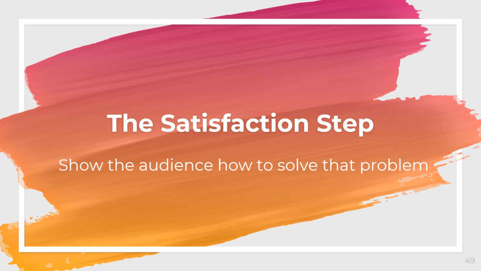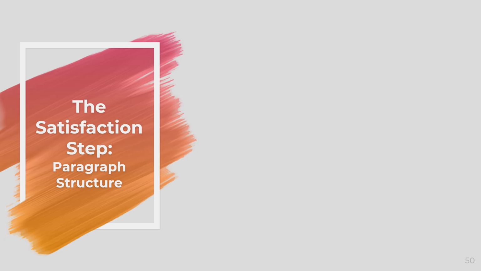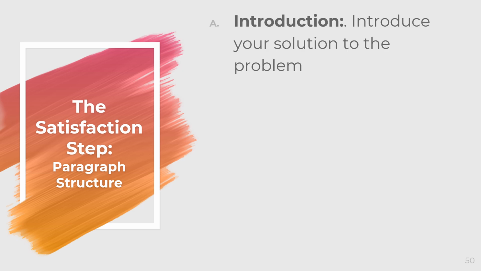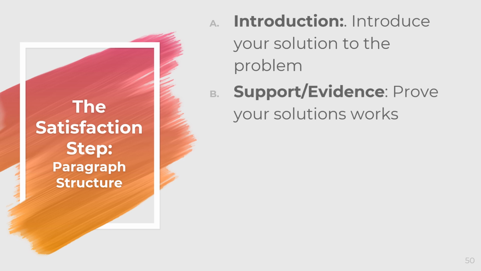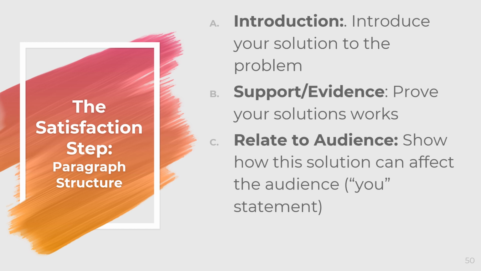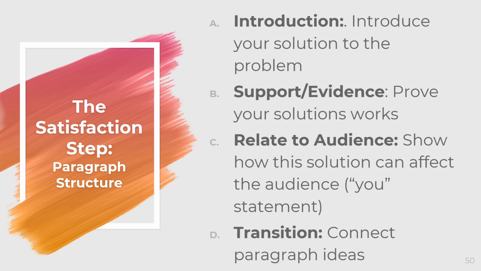We've reached the satisfaction step. This is where you show the audience how to solve that problem that you introduced in the need step. Remember, the solution is your job. Like I mentioned before, the steps for the satisfaction step is similar to those of the need step. Again, you have an introduction, so you introduce your solution to the problem. Support or evidence, prove your solution works. Relate again to the audience, show how the solution can affect the audience. Again, this is a you statement. And lastly, we have another transition, connect paragraph ideas.